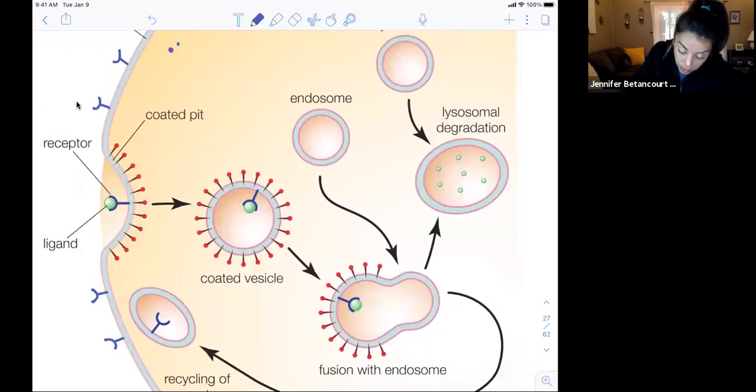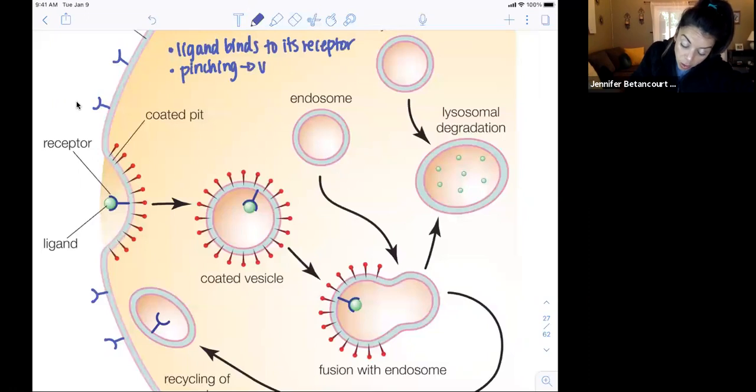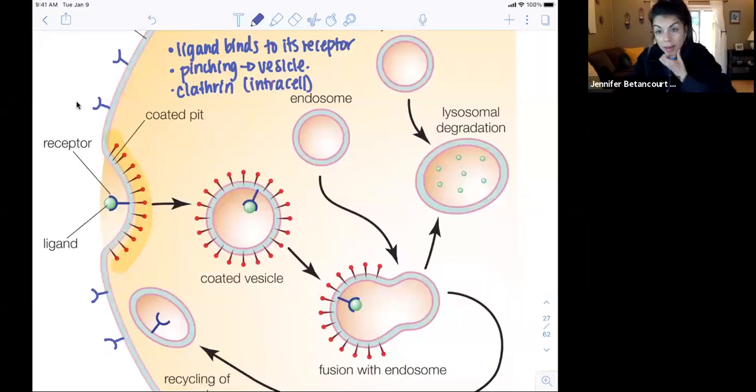So I guess the order is the ligand binds to its specific receptor, and then this causes the pinching, which is basically the start of forming a vesicle. Okay, but let's see what's on the other side. So this is the extracellular region and this is the intracellular region. So there's some magical stuff over here. What is this? These things are called clathrin. So we have clathrin intracellular, right underneath the phospholipid bilayer.